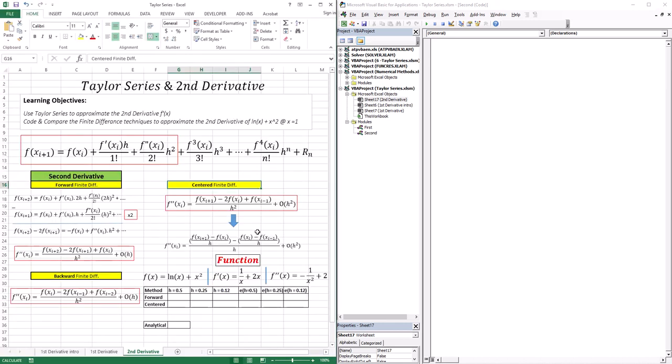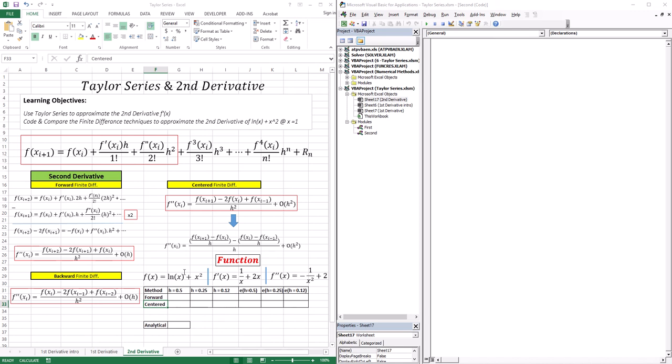So this is kind of unique to this one. The second derivative here is just the difference between the first derivatives of the forward and the backward. You don't necessarily need to know that, but it's kind of a nice idea to have. Now what I'm going to do is compare the forward and centered finite difference for the second derivative.